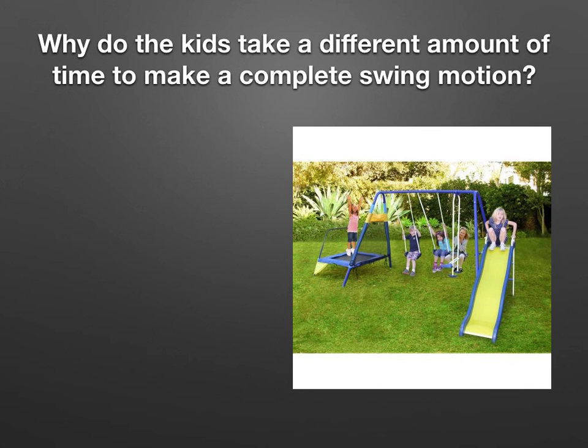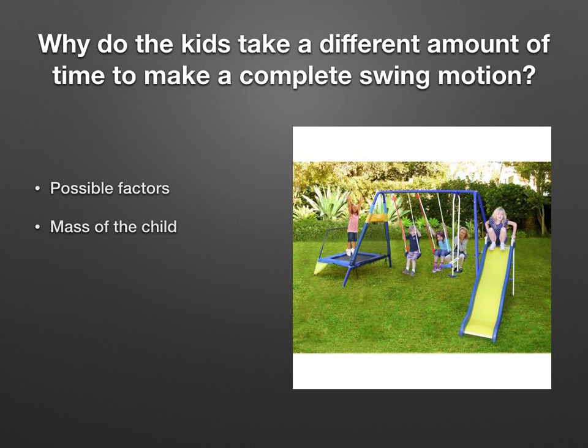So we look at the situation and we come up with possible factors. What are things that may be playing a role? And when we look at this picture of the kids on the swing, one of the first things that we notice is, well, the kids are different. Maybe they're different masses. Maybe one of them's bigger than the other. And maybe it's the mass of the child that makes a difference in how long they swing.